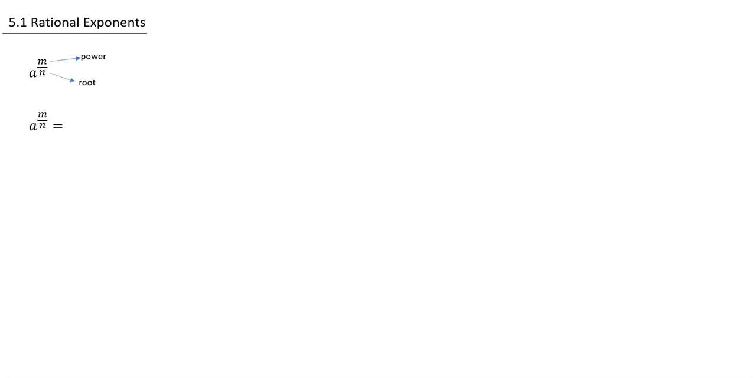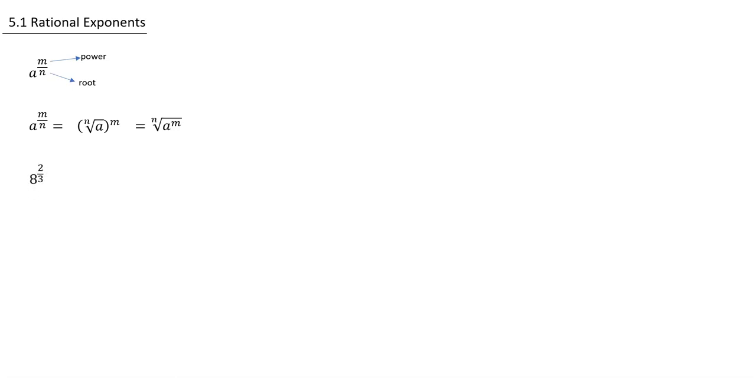So when we have a to the m over n, we could take the nth root of a and then take that to the m power. We could also take a to the m power first and then take the nth root of that. Generally, it's easier to take the root first because you're dealing with smaller numbers.